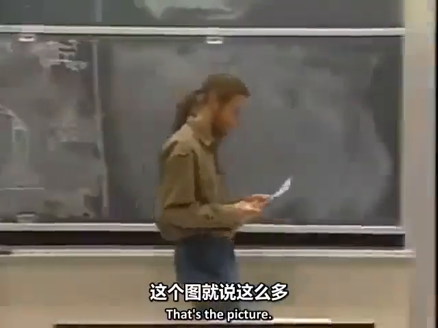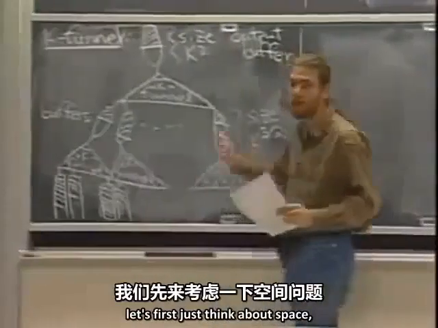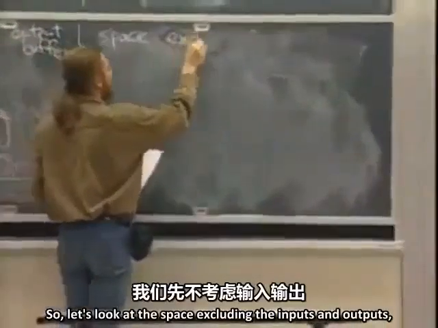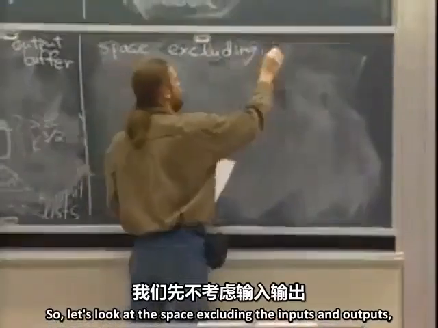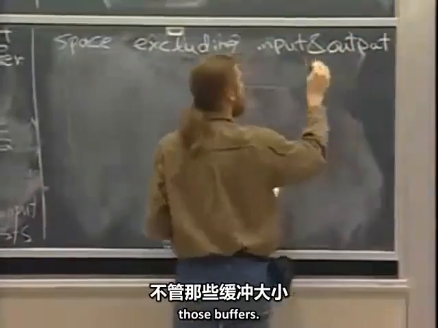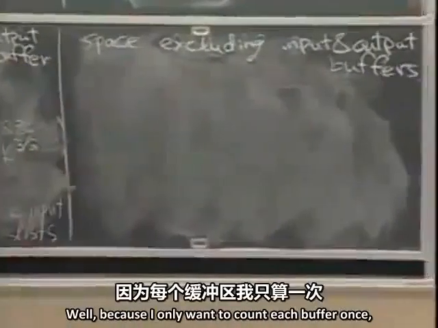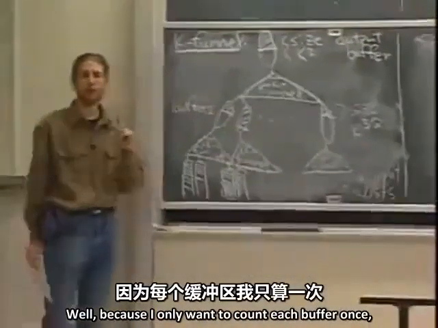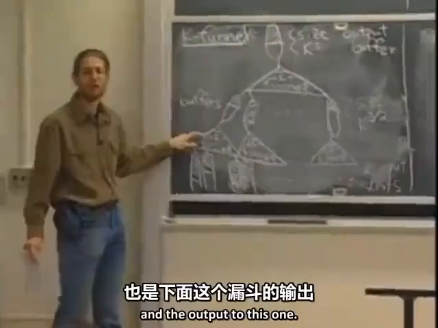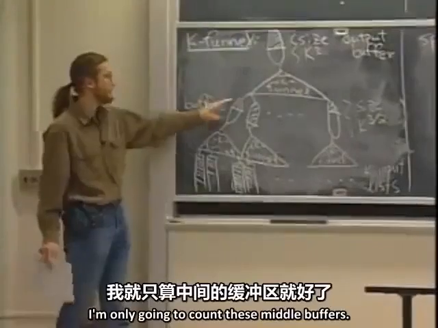That's the picture. Now, before I actually tell you what the algorithm is, or analyze the algorithm, let's first just think about space, the very simple warm-up analysis. So let's look at the space excluding the inputs and outputs, those buffers. Why do I want to exclude input and output buffers? Well, because I only want to count each buffer once. And this buffer is actually the input to this one and the output to this one. So in order to recursively count all the buffers exactly once, I'm only going to count these middle buffers.